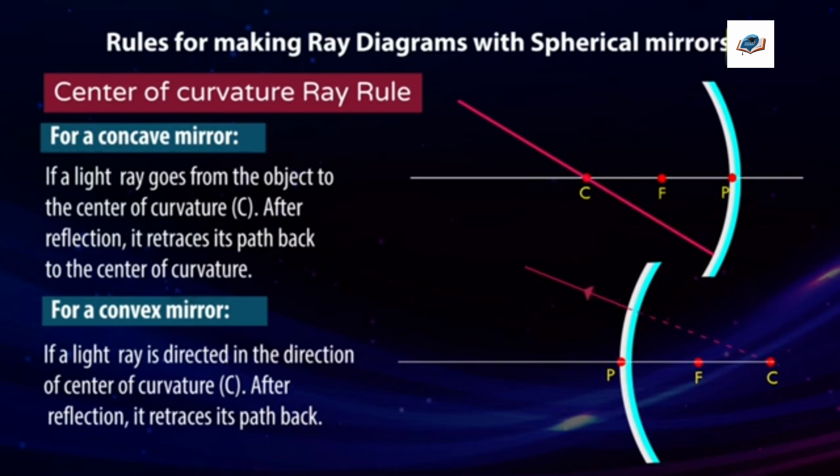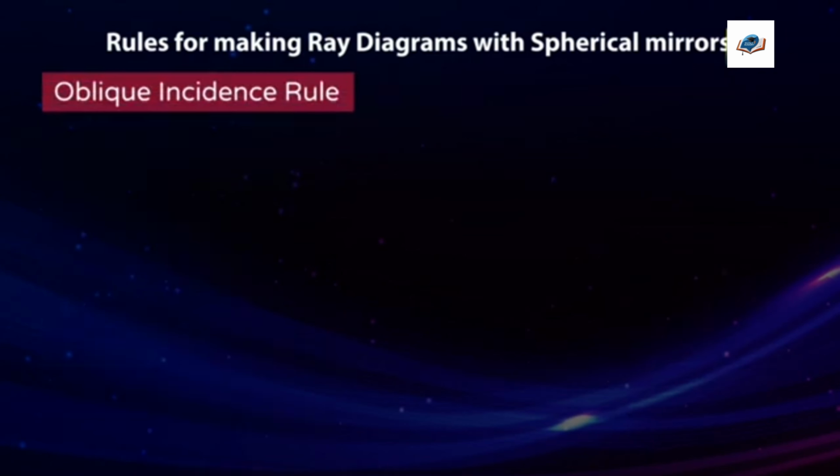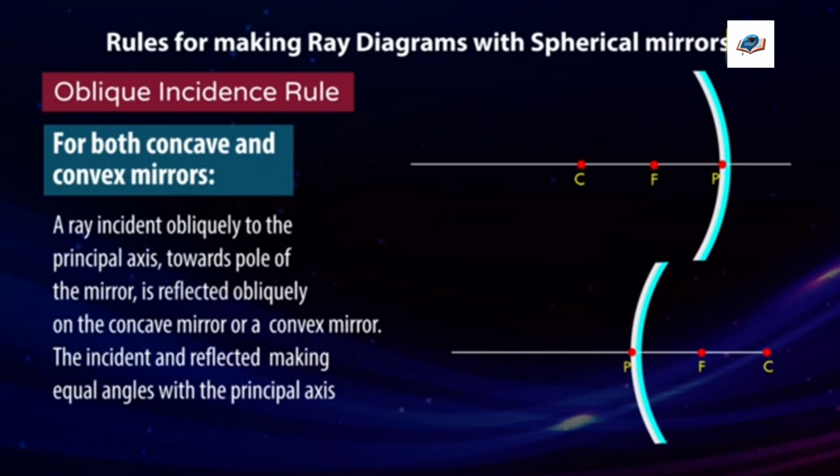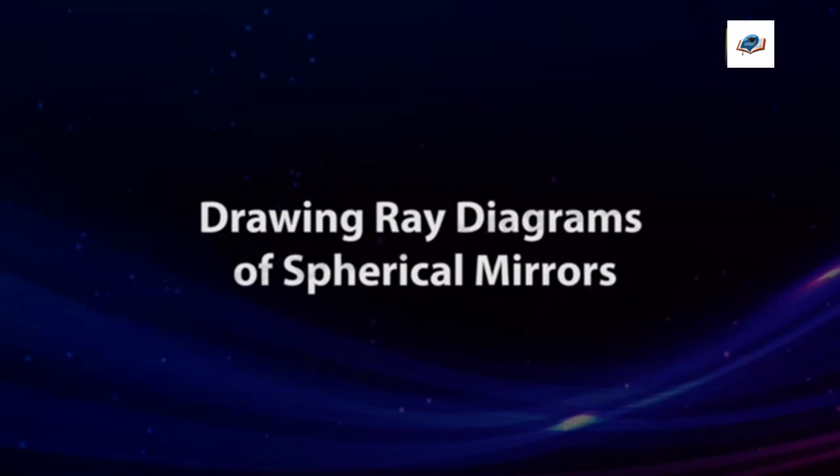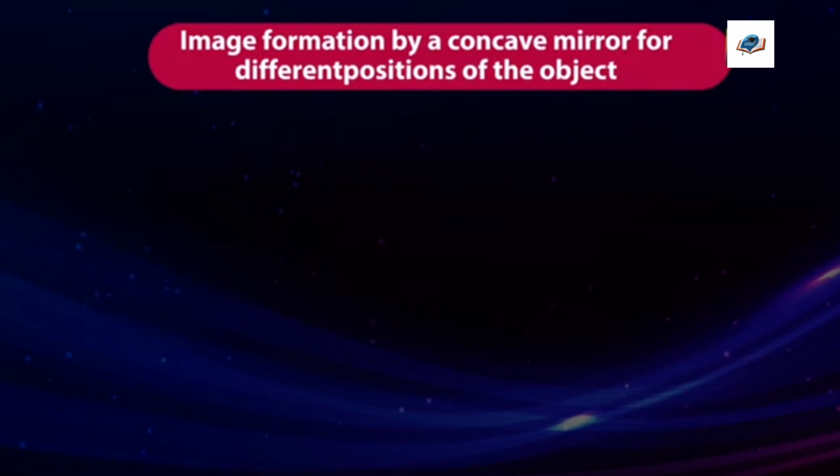4. A ray incident oblique to the principal axis towards the pole of the mirror is reflected obliquely, on a concave mirror or a convex mirror, the incident and reflected rays making equal angles with the principal axis. First, let us draw some ray diagrams. Image formation by a concave mirror for different positions of the object.